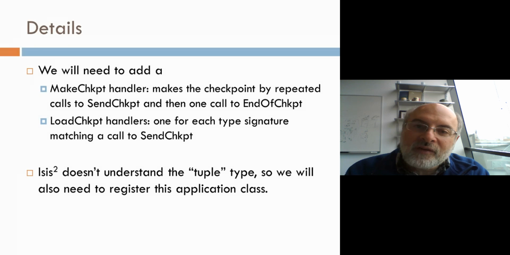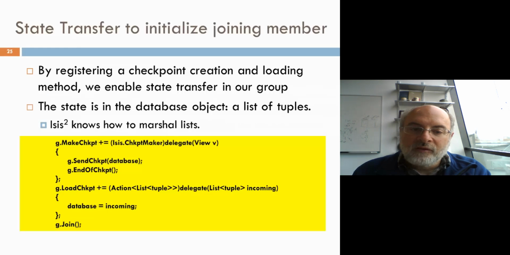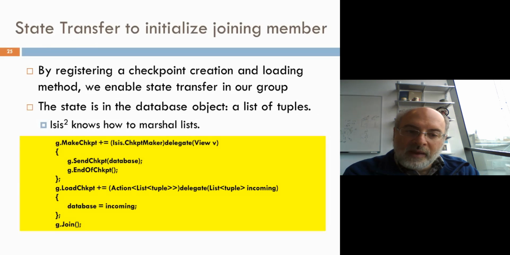And we're also going to have to tell ISIS what the tuple data type looks like, because that's not a built-in data type, whereas lists and things like that, arrays, are. So we get code that looks like this, where g.make checkpoint needs to have a handler attached to it. It's an ISIS checkpoint maker type object, and it gets a view as its argument.